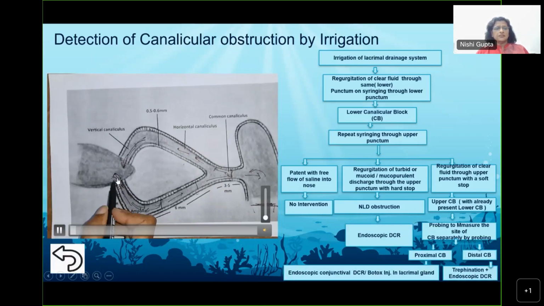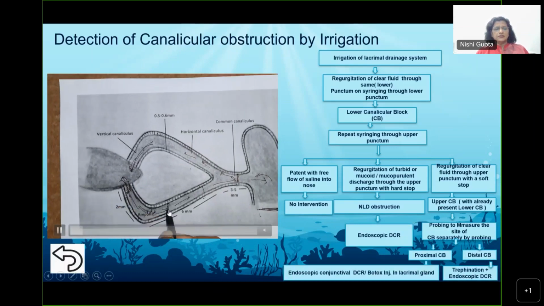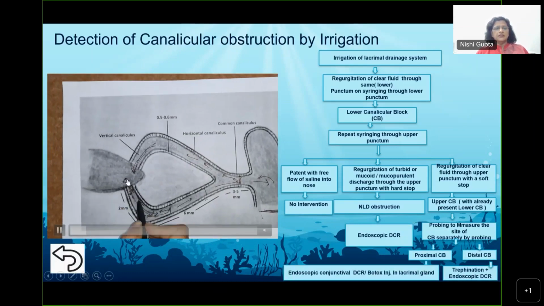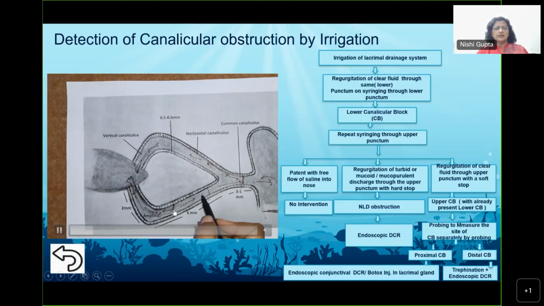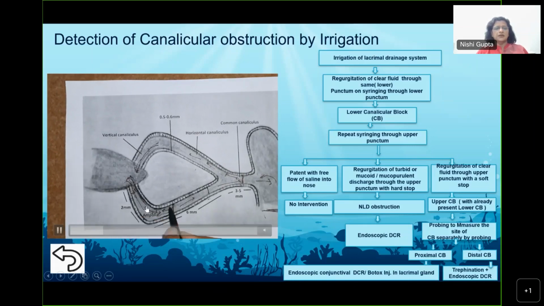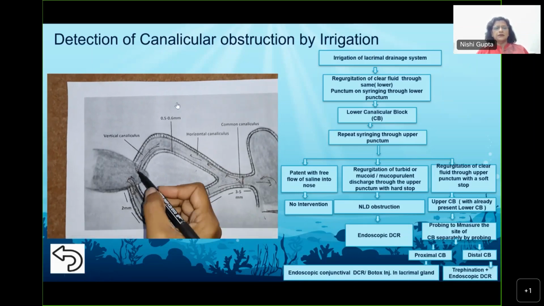If the fluid is passed through the lower punctum and it regurgitates through the same punctum, this indicates that there is an isolated canalicular block either at this level or this level. So the fluid does not pass beyond this and it regurgitates through the same punctum. In that situation, it is recommended that irrigation be performed through the upper punctum.